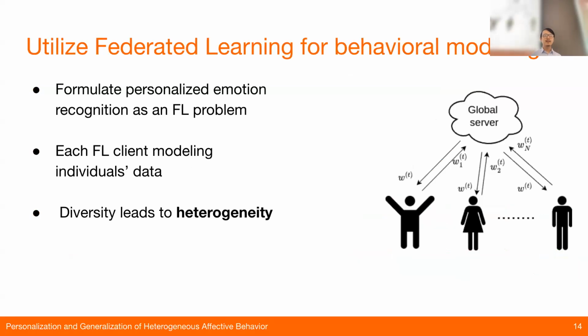The whole point of using federated learning here is to formulate the personalized emotion recognition problem as a federated learning problem, where each individual federated learning client can be represented by actual human individuals and their data. Since we already discussed that there is variation in emotion expression as well as variation in emotion perception, this leads to heterogeneity. In the next slides, we'll discuss what kind of heterogeneity we can observe.